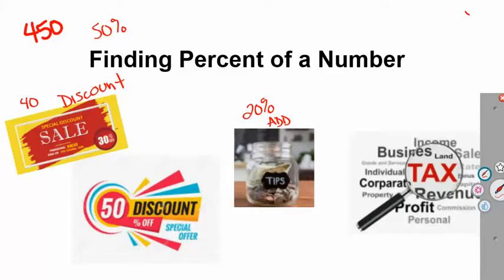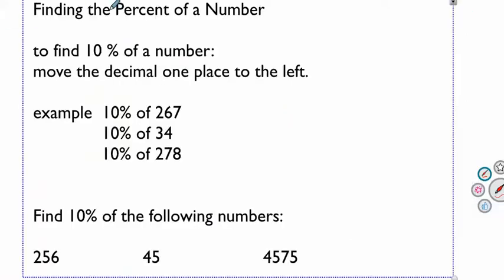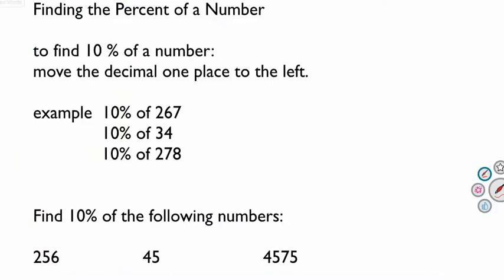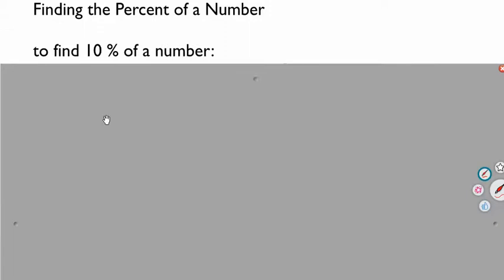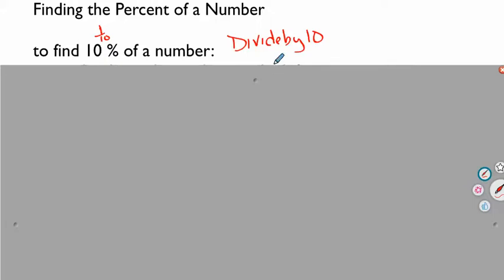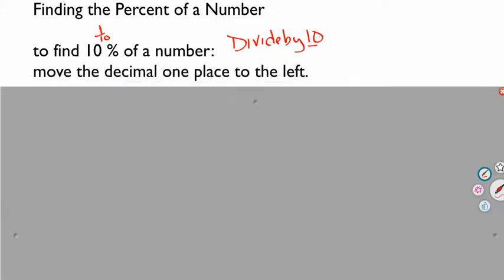So now let's go ahead and go through your notes. If I am looking at finding the percent of a number, if I want to find 10% of something, well, you know that 10% is just a tenth of something. If I'm taking a tenth of something, that means I'm going to divide it by 10. But I don't actually want to divide anything, since our decimal system is based on the tenths. It's so easy. All you're going to do is move the decimal one place to the left.